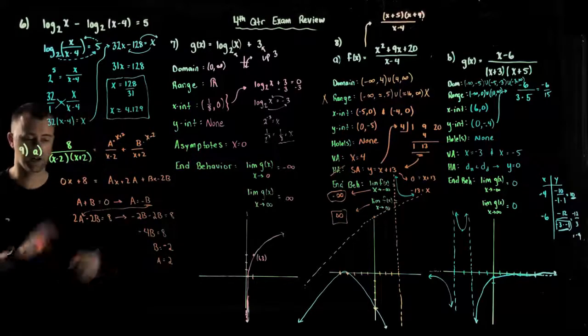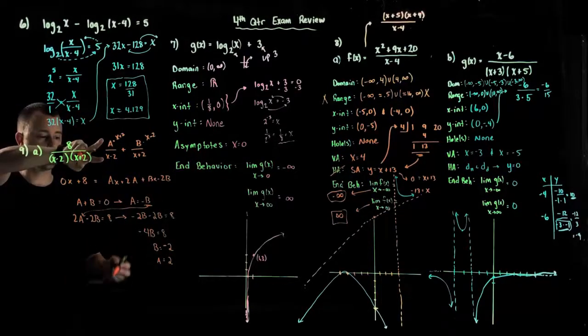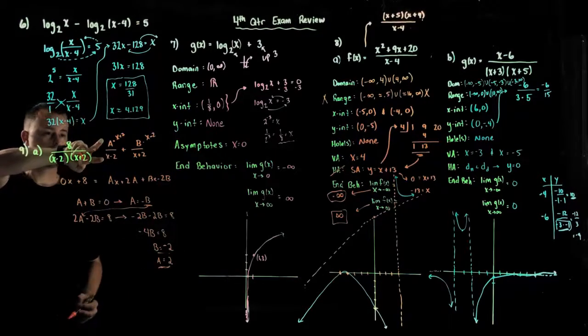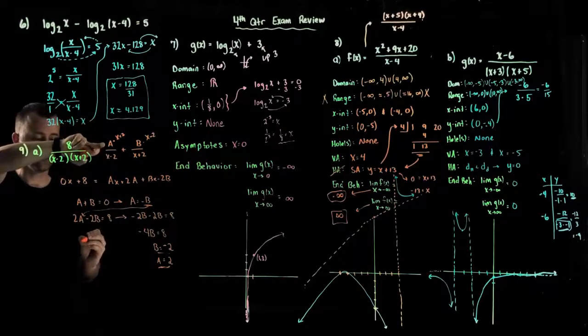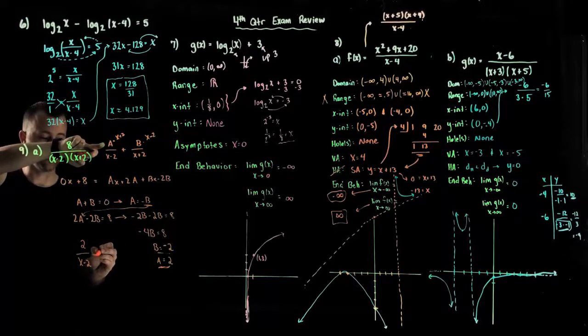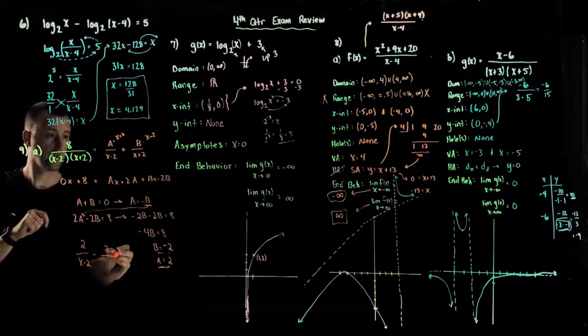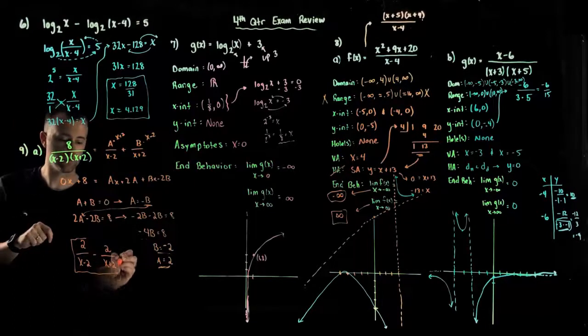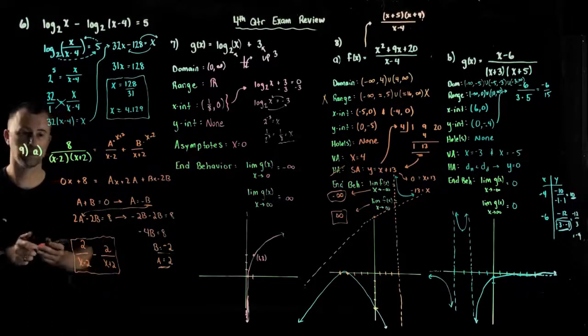So your final answer, you put this all together, I'm rewriting this, but I'm just plugging in these numbers right here. So this is going to be a, which is 2, over x minus 2, plus negative 2, so minus 2 over x plus 2. So those are your partial fractions. And that is the answer for 9 part A.